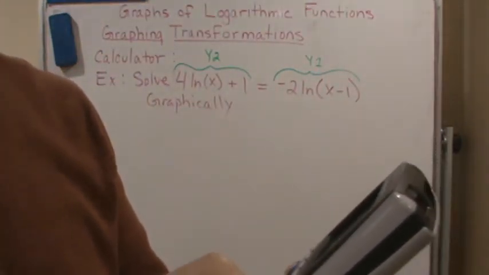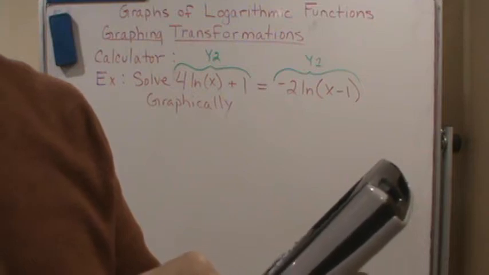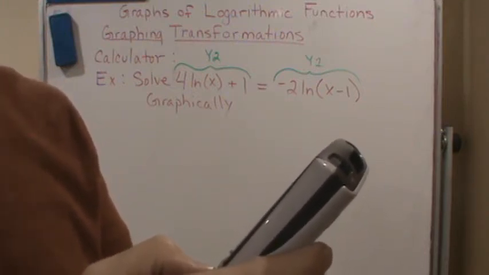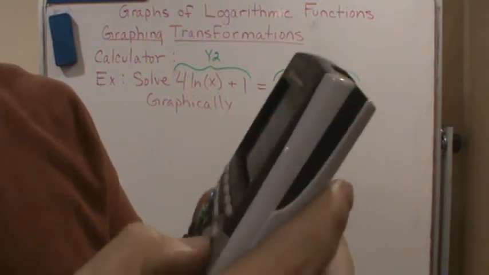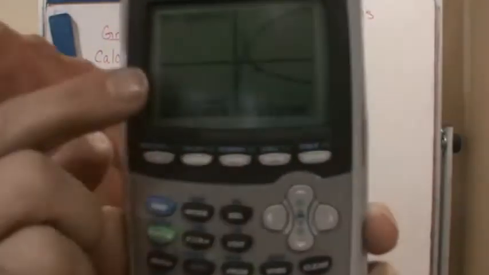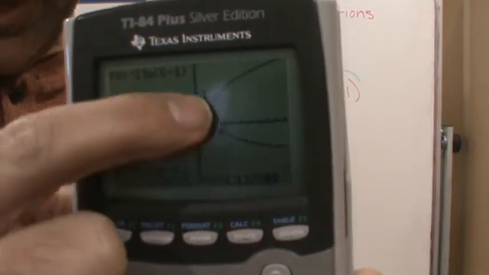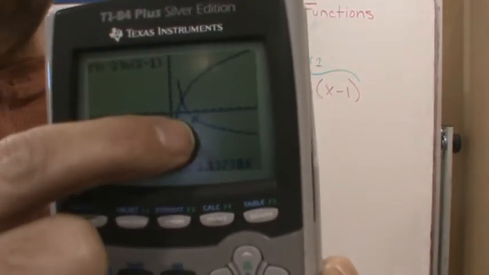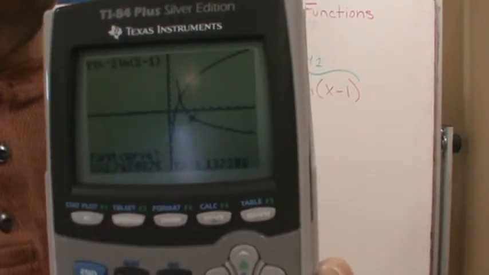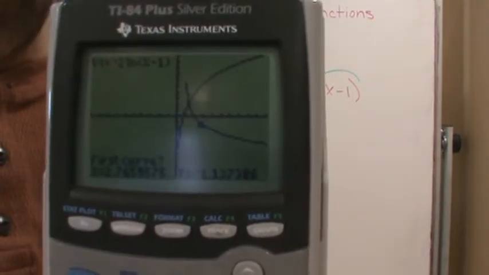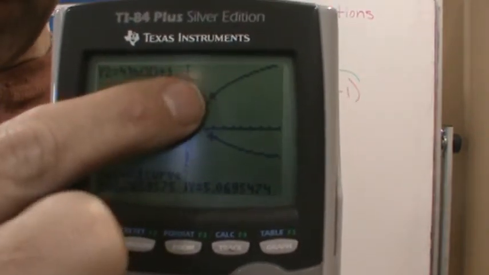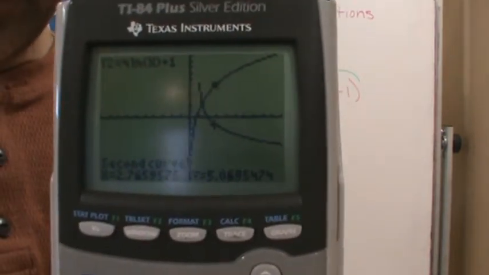Hold on a second. Ah, there we go. I had to bring the cursor down. It wasn't on the screen for some reason. So there's my cursor, and that's the first curve, so I'm going to hit enter. Now it's up there on the second curve, so I'm going to hit enter.